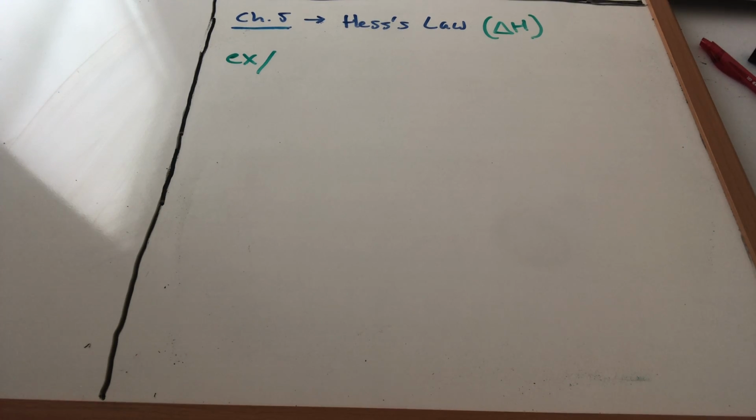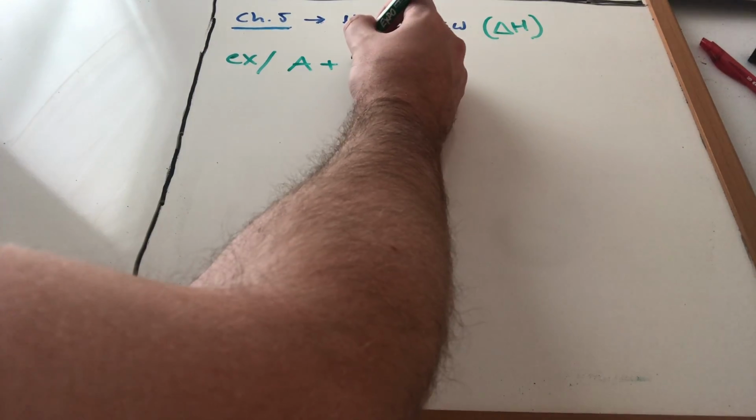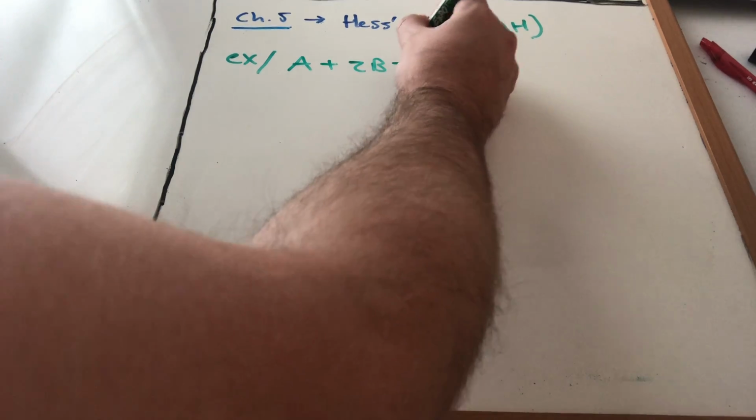So here's how a Hess's law problem is set up. You see a list of reactions. So for example, I'm going to give you just a general reaction: A plus 2B gives 2C.